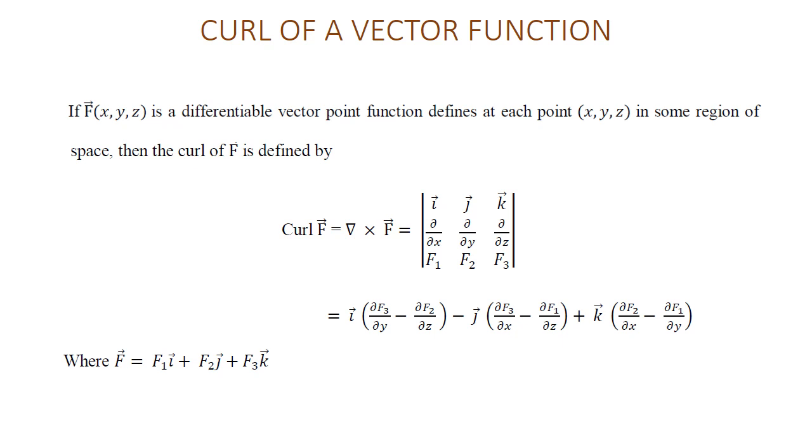So we have to remember that the divergence of a vector function uses the dot product and curl of a vector function uses the cross product concept. And we have to also note that the curl of a vector function is a vector point function and the divergence is a scalar point function.